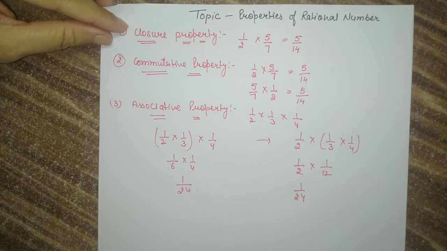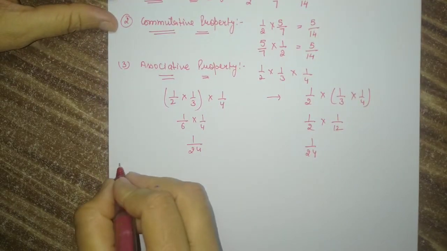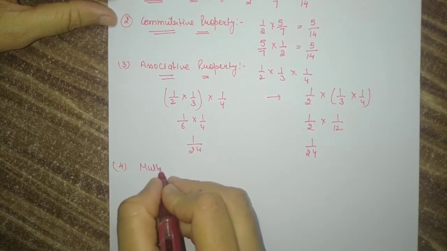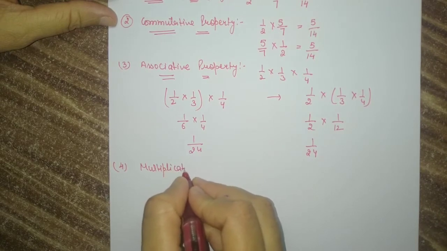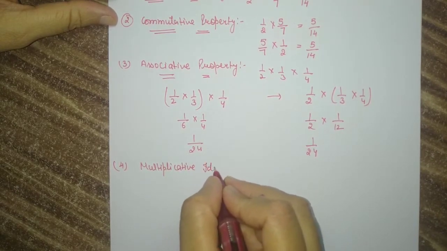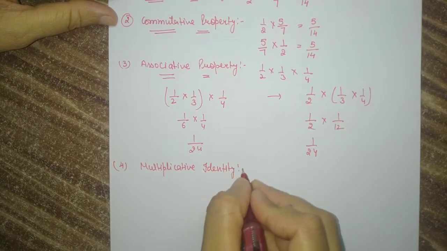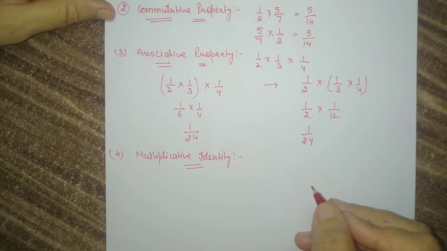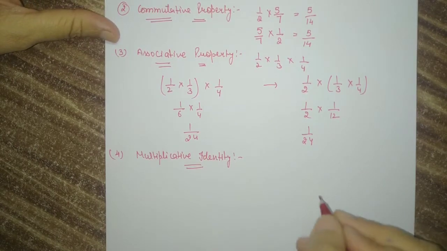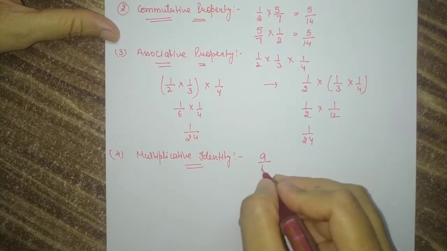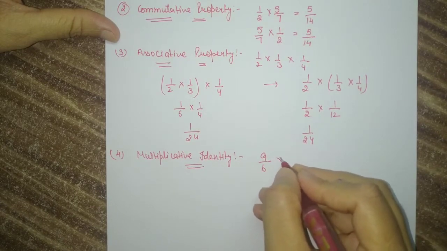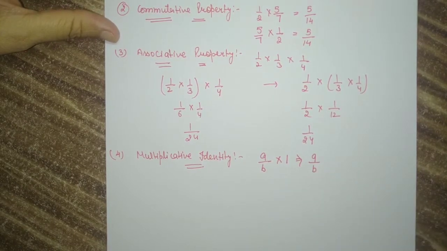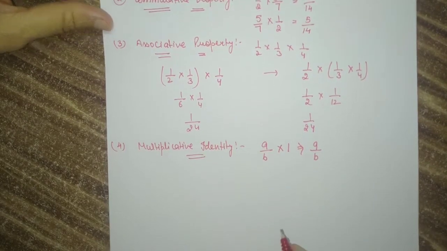Okay. Now the next property is multiplicative identity. Multiplicative identity means if any rational number is multiplied by 1, then the answer is the number itself. How? We have a rational number a upon b. If we multiply it with 1, then what do we get? The number itself. So that is our multiplicative identity.